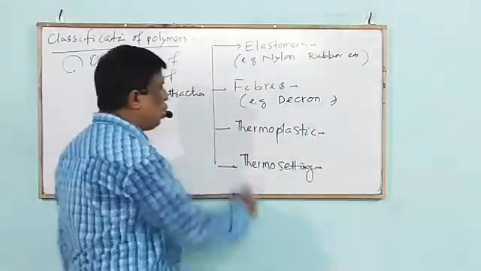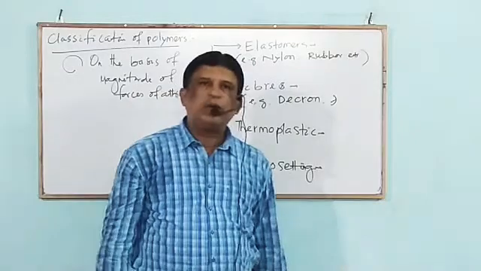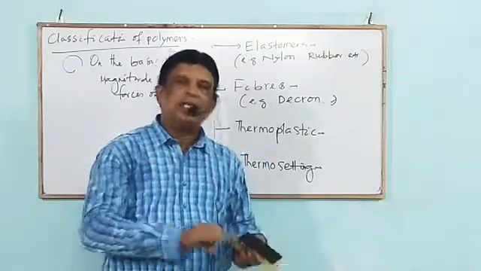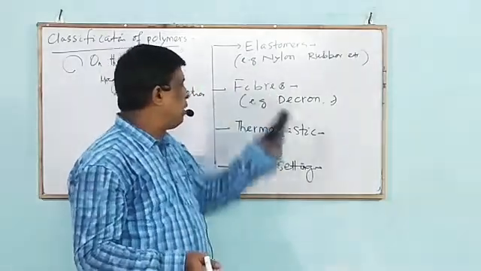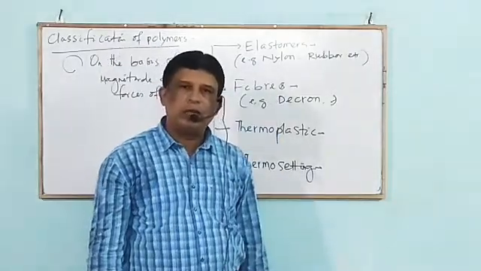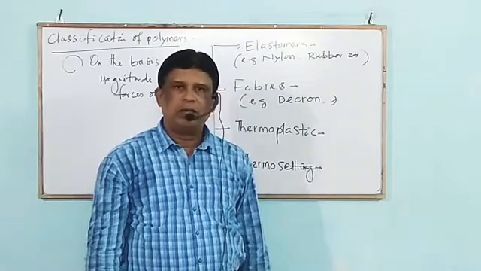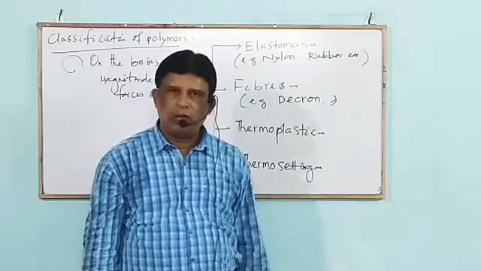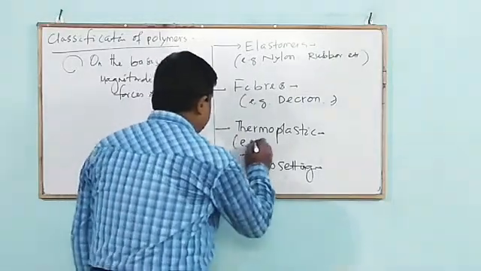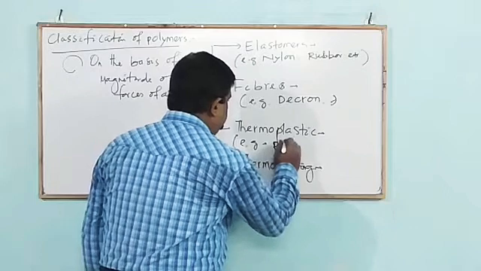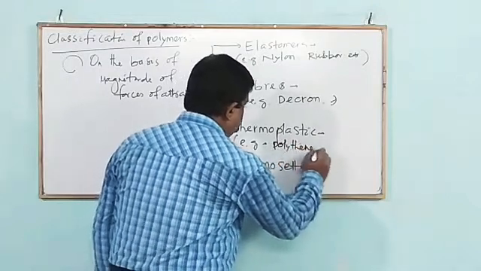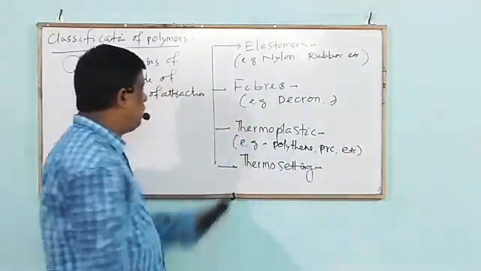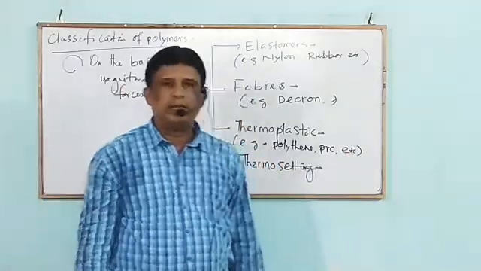Next one is thermoplastic. The polymer which is formed in such a way that the magnitude of forces of attraction lies in between that of elastomer and fibers, then that type of polymer is known as thermoplastic. The magnitude of force is neither so weak nor so strong. For example, polythene, PVC, polyvinyl chloride, etc.